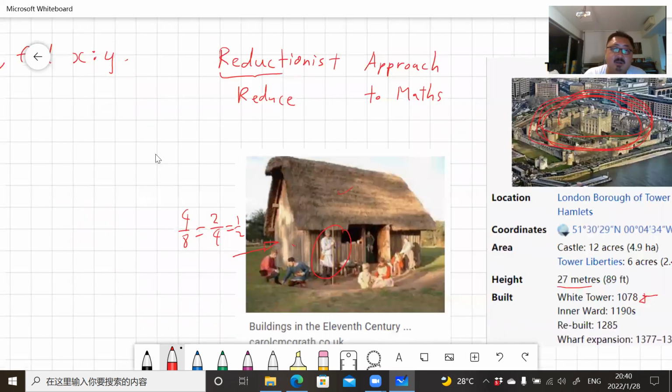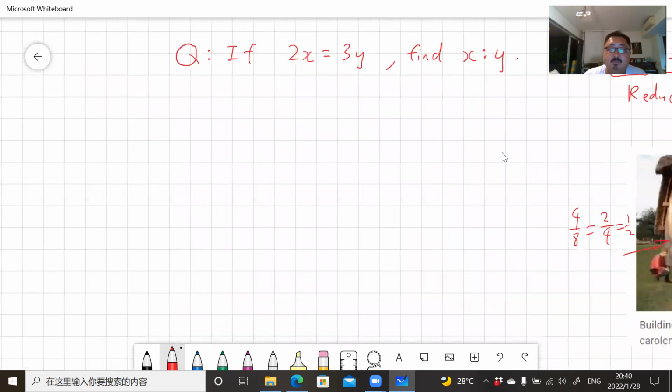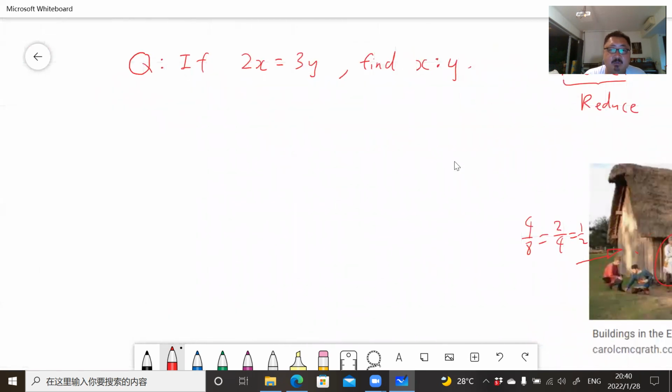Let's take a look at an actual question that we can apply the reductionist approach to. Change to a different color, or else I will keep seeing red color. It might put people in a bad mood. All right, so let's see. If 2x equals 3y, we're supposed to find the ratio of x to y. It's a fairly simple question.